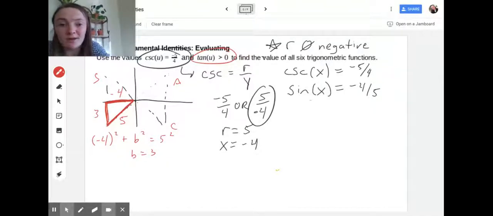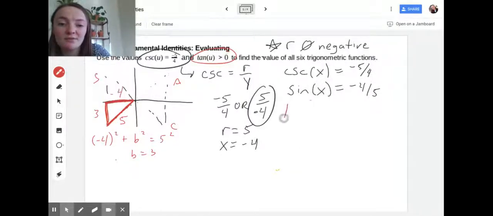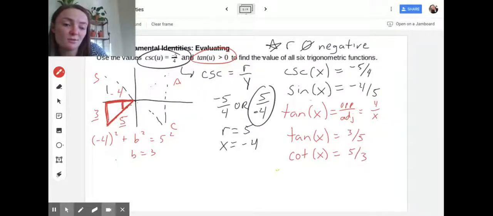At this point, we know everything we need to find the rest of the trig functions. If I want to find tangent of x, tangent of x is equal to opposite over adjacent. It's also equal to y over x. Looking at my triangle, that's going to be 3 over 5. So tangent of x is equal to 3 over 5. Cotangent is just the reciprocal, so I don't have to do any work there. Cotangent is going to be 5/3.